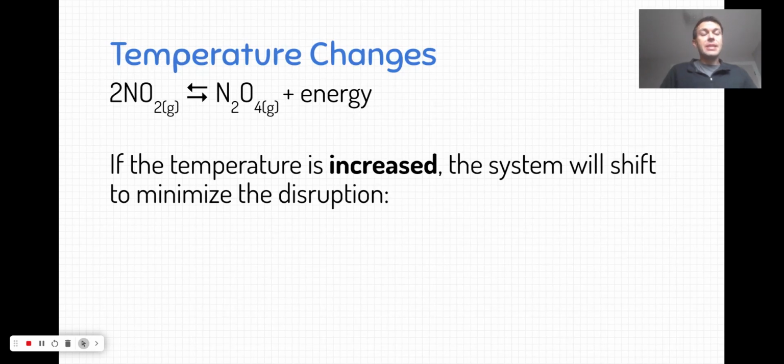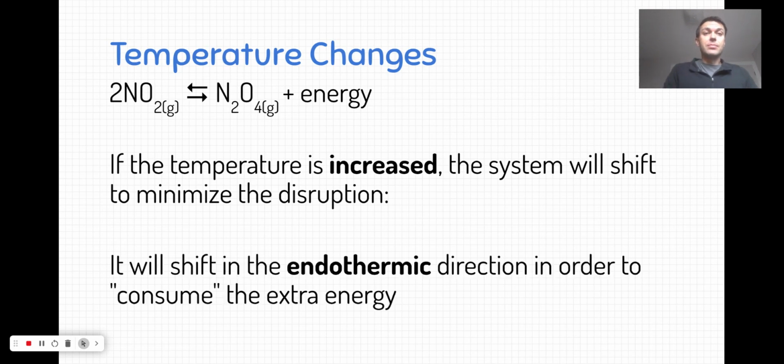If we increase the temperature that this system is at, the system is going to shift in a way to minimize the disruption. In this case, it will shift in the endothermic direction, so that it will consume the extra energy that was added to the system when we increase the temperature. In this case, it's going to shift to the left, or the reverse reaction will be favored.